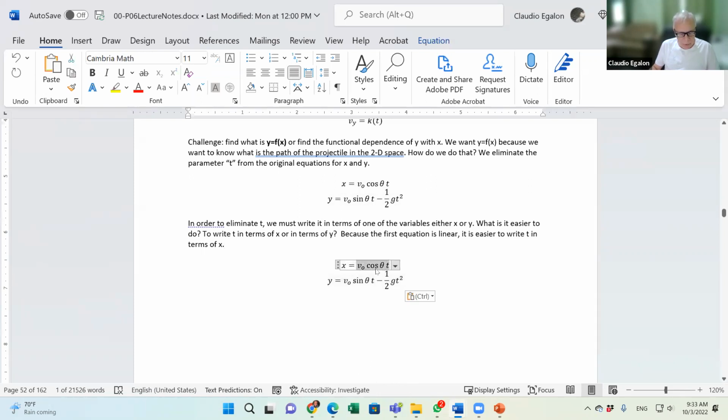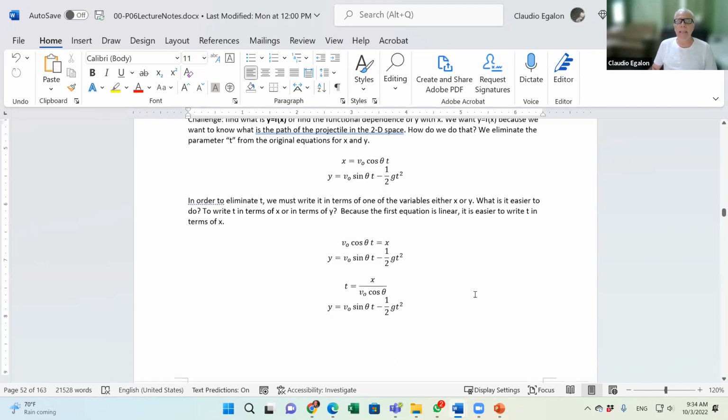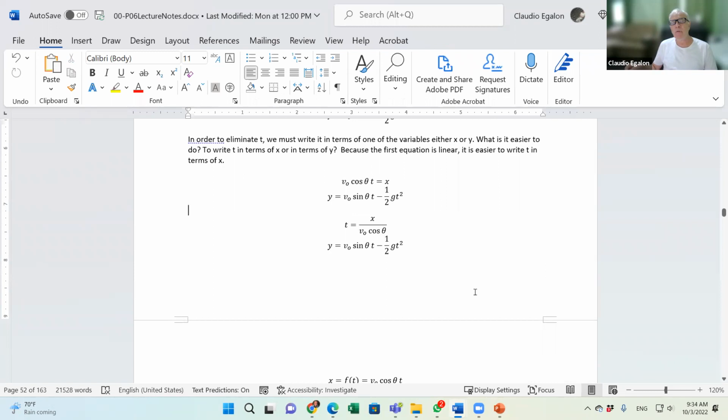I'm going to put the v0 cosine of theta on the other side here. That's the first step. I'm going to do it step by step. I'm going to write down t in terms of x. What do I have to do to write t in terms of x? I have to pass those two terms to the other side. So that's what eliminating t means. Eliminating t from the equation means writing t in terms of the other variables.